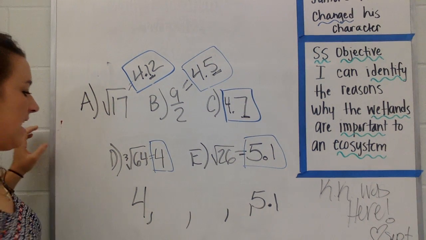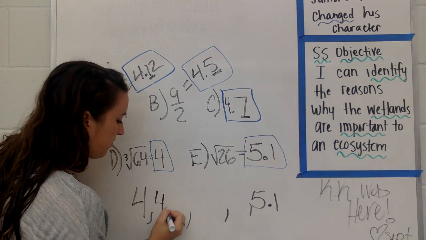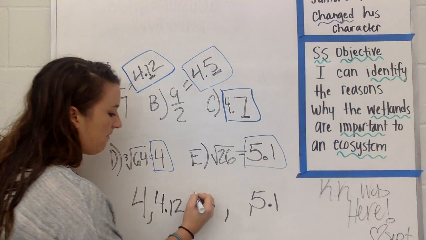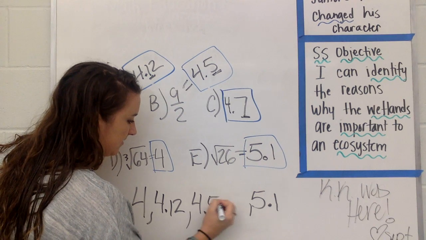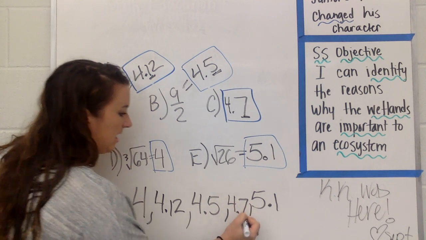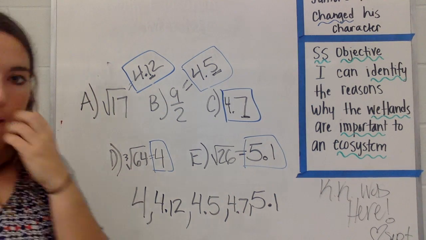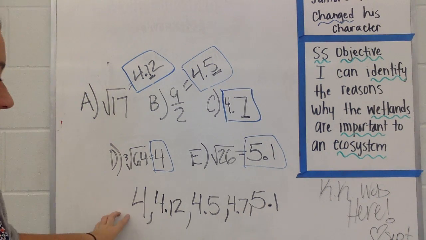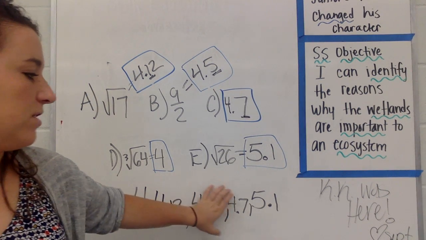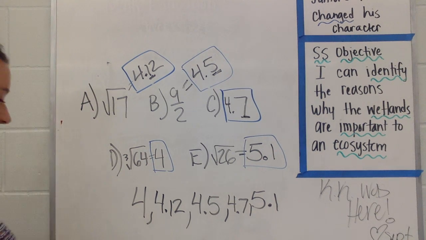So our smallest tens place is 4 and 12/100ths. Then we have 4 and 5/10ths. Then we have 4 and 7/10ths. So in the correct order, we have 4, 4 and 12/100ths, 4 and 5/10ths, 4 and 7/10ths, 5 and 1/10.